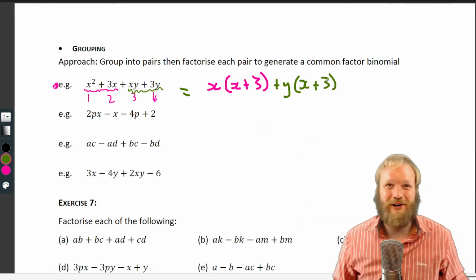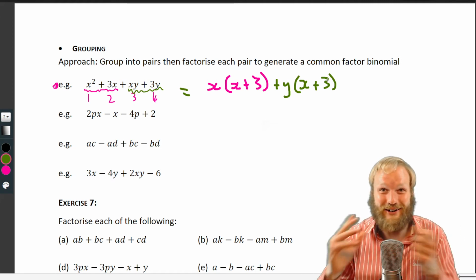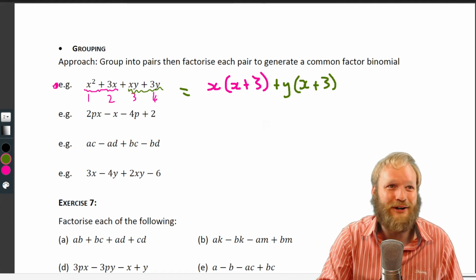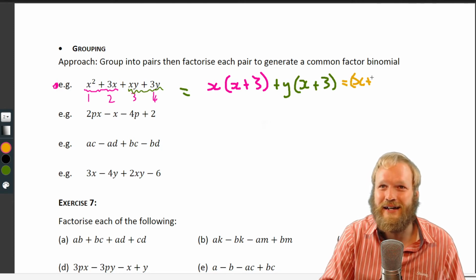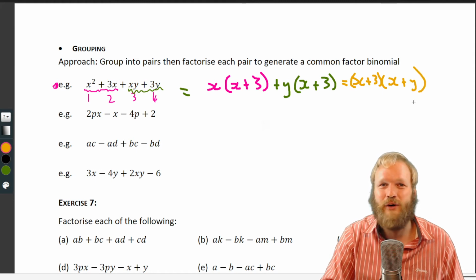My goodness, now look at that. What common factor is jumping out? Well, it's that binomial, isn't it? It's x plus 3. So let's take an x plus 3 out here and still multiply it by x plus y.